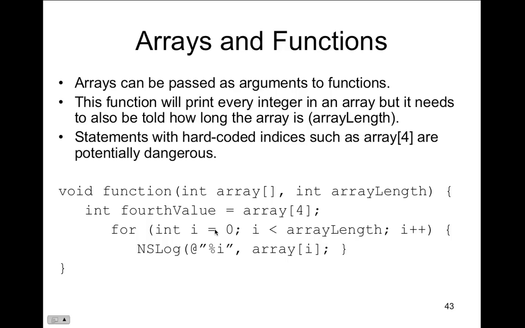Arrays and functions. Arrays can be passed as arguments to functions, same thing as they can in C++. The function will print every integer in an array, but it needs to also be told how long the array is. Same thing as C++, the arrays aren't self-identifiable in terms of their length in C++ either. So statements with hard-coded indices, such as array 4, are potentially dangerous, especially if you send the wrong length. So this looks like a C++ function argument. And so we have void function, and now what do we got here? The array itself plus the length of the array. And in the array, we're going to do some sort of iteration with the array loop. So arrays are just like C++, actually.